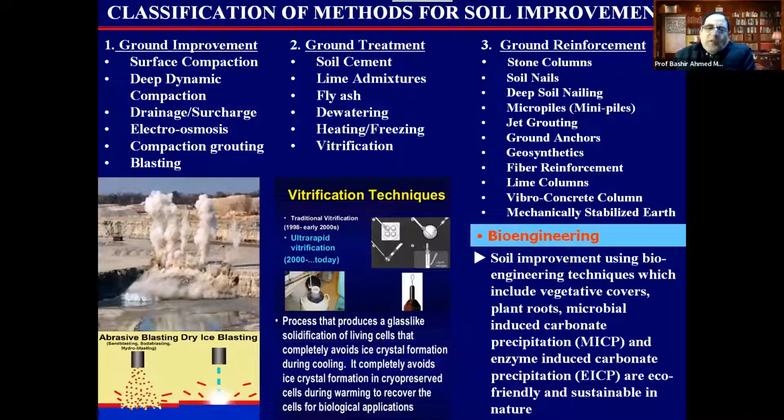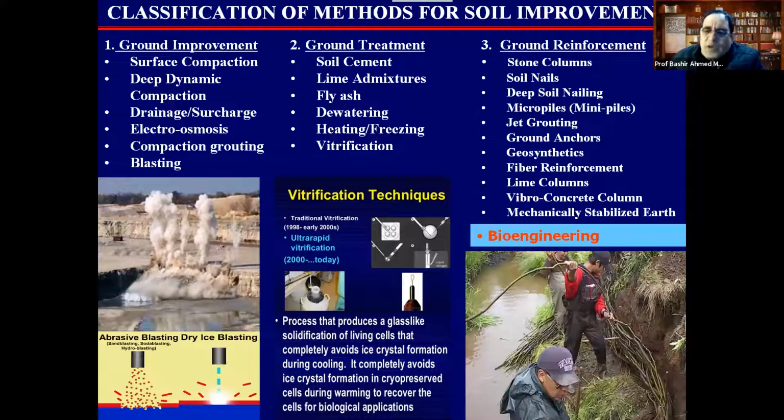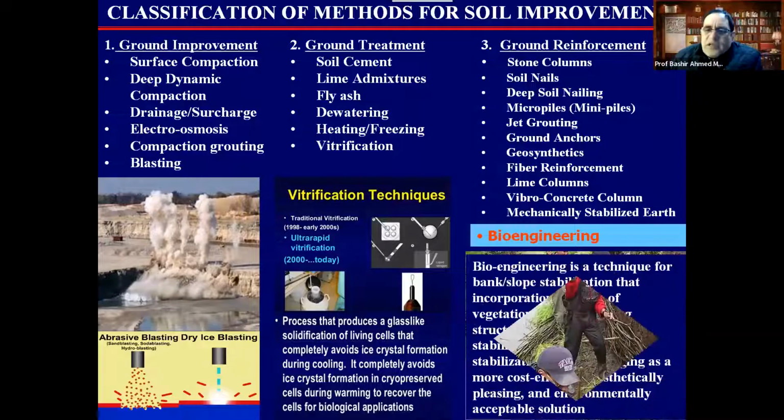But the important one, which I will be giving an overview of today, is bioengineering, or geo-environmental engineering, or geochemical engineering, a technique which actually includes many techniques. Out of them, the most important ones are vegetative covers, plant roots, and microbial induced carbonate precipitation, which means we use bacteria. The most important techniques which people use are MICP and EICP. So we can use the plants, and we can use the roots so that the soil is not eroded away. It is best for soil stability analysis and erodible soils.